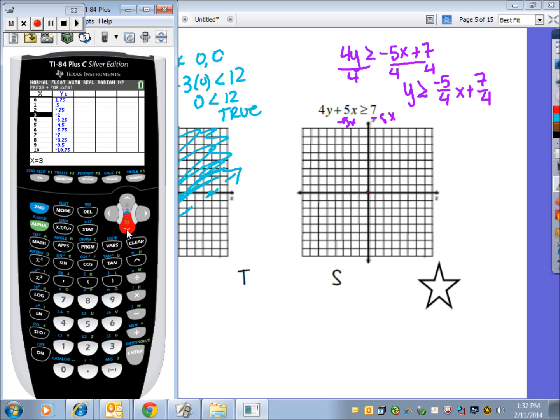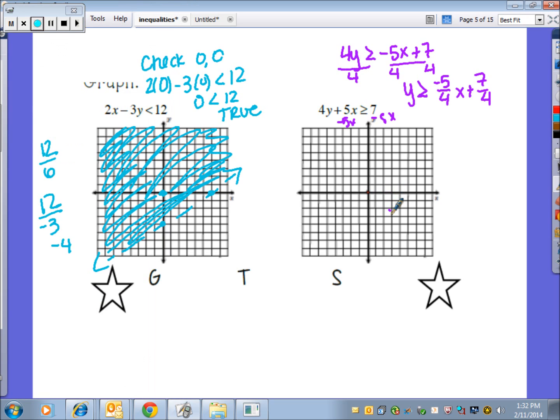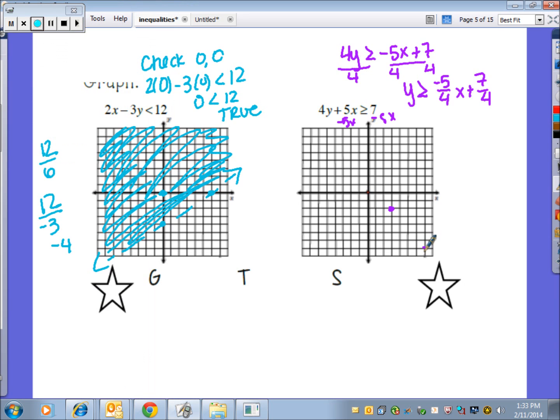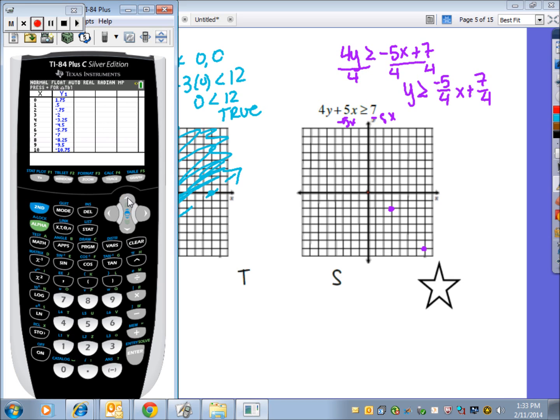3, negative 2 is an integer point, so we come over to 1, 2, 3, and then negative 2, down 1, 2, and we'll put our dot. Another integer point would be 7, negative 7. 1, 2, 3, 4, 5, 6, 7. 1, 2, 3, 4, 5, 6, 7 right here. And if we want to get one more point, we can go up into the negatives. And negative 5, 8. 1, 2, 3, 4, 5, and 8's all the way up here.